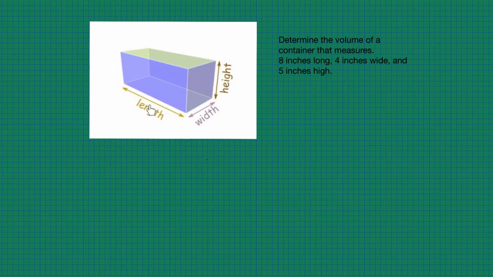Our first example is going to involve the first formula, where we have a length, a width, and a height. Here's our figure, and these are the designations. Let's see what the question asks. Determine the volume of a container that measures 8 inches long, 4 inches wide, and 5 inches high. Easy? All right, so the first thing I want to do is label my length is 8. My width, it says, is 4, and the height is 5 inches.